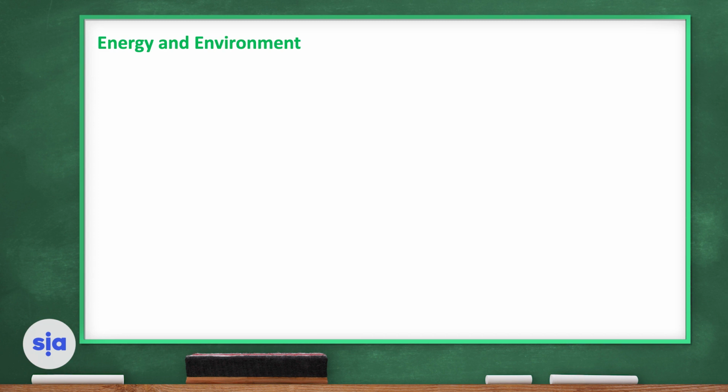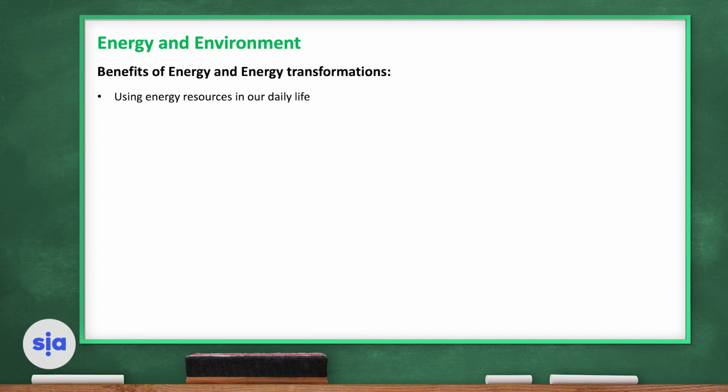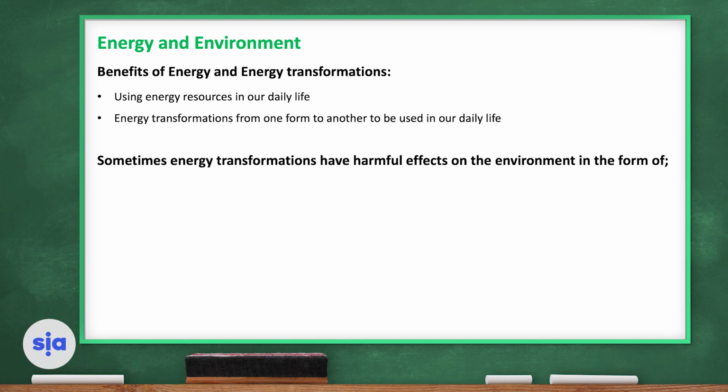What is the relation between energy and environment? From the benefits of energy and energy transformation, we use energy resources in our daily life. Energy is transformed from one form to another to be used in our daily life.